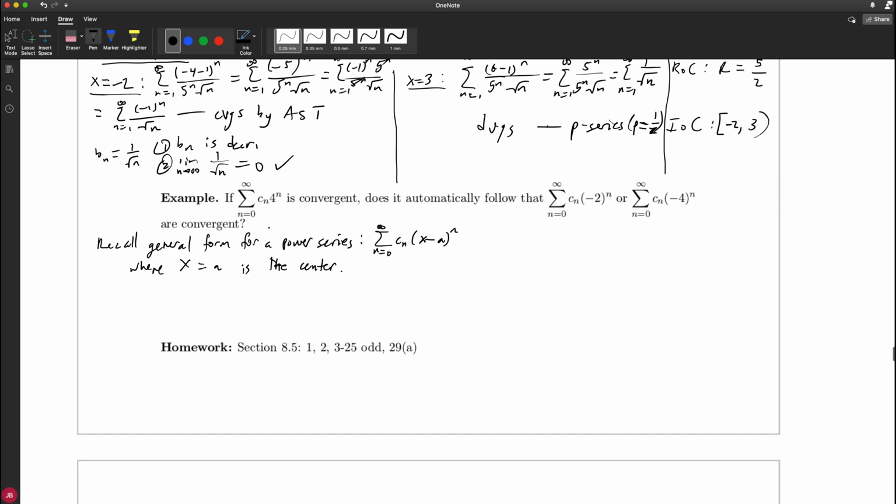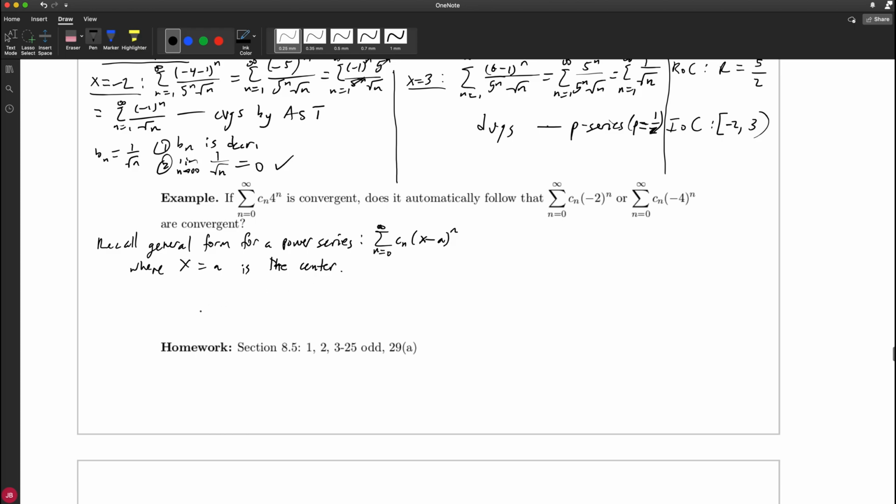Suppose we know that the sum from n equals 0 to infinity of Cn times 4 to the n converges. Can we conclude that the sum of Cn times minus 2 to the n converges, or the sum of Cn times minus 4 to the n converges? And the answer may surprise you. But before we can answer that, let's remember what the general form of the power series is. So remember, it's always the sum of Cn times x minus a to the n.